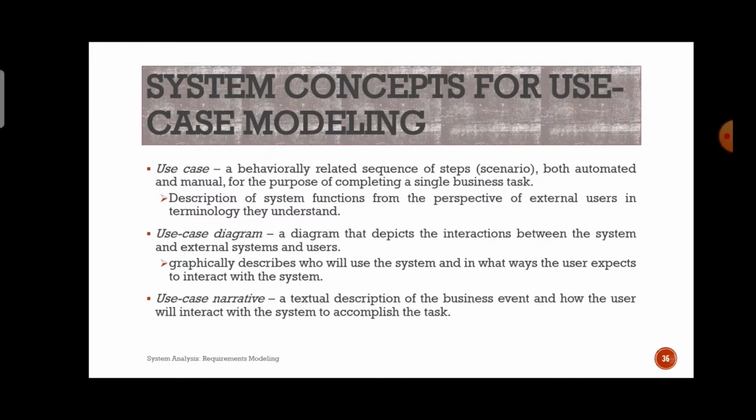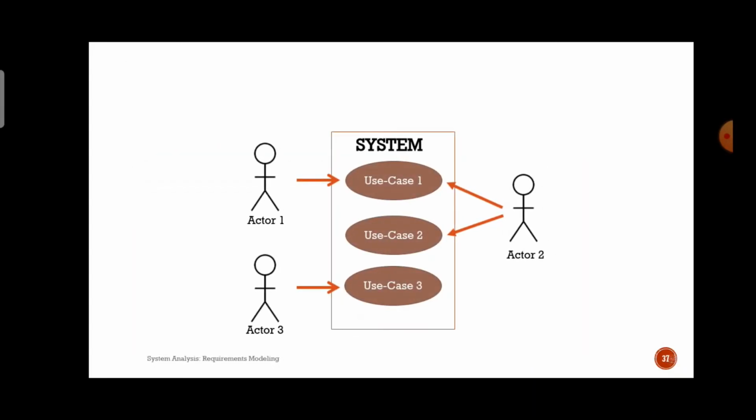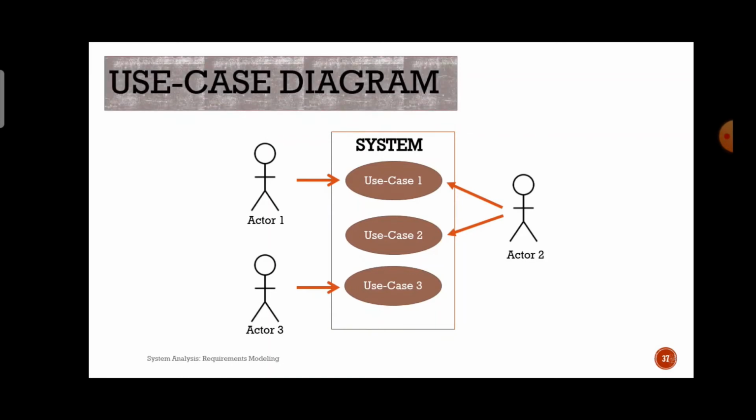And the use case narrative communicates at a more detailed level exactly how the user interacts with the system. So a use case itself is not considered a functional requirement, but the use case's stories or scenarios consist of one or more requirements. This one is an example of a use case diagram.